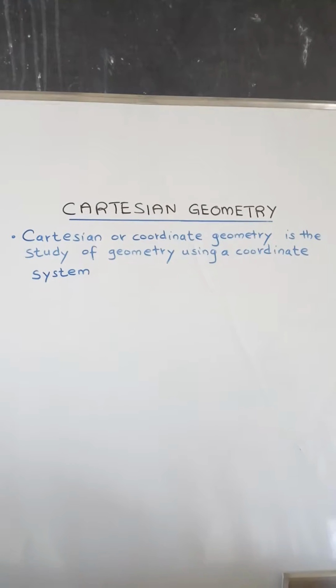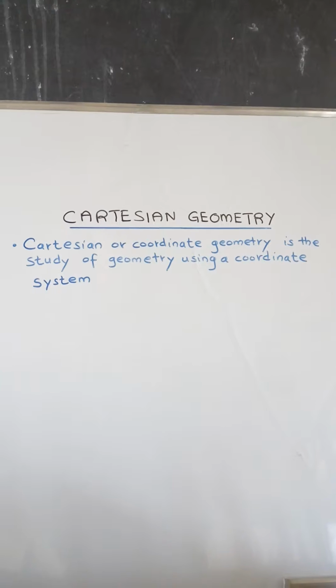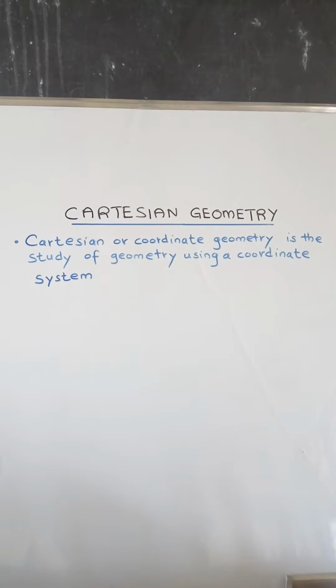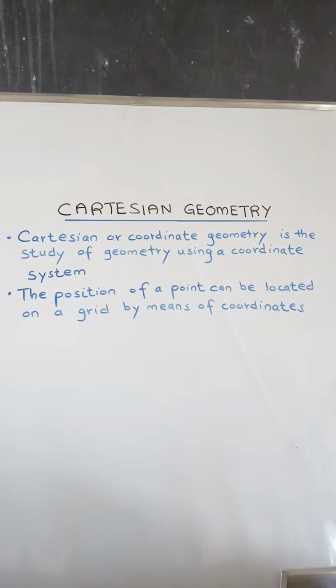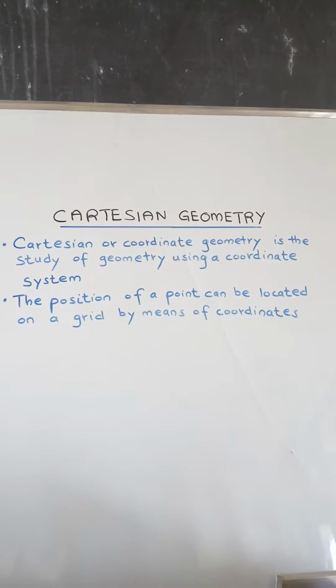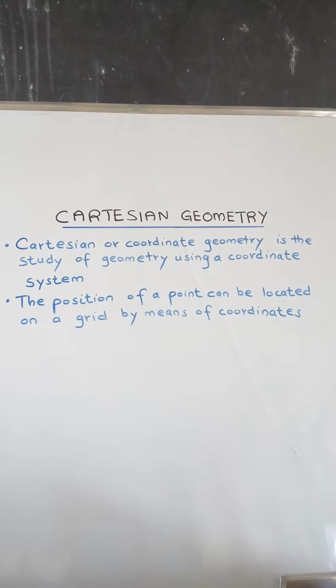Our discussion is about Cartesian geometry. Cartesian or coordinate geometry is the study of geometry using a coordinate system. The position of a point can be located on a grid by means of coordinates.